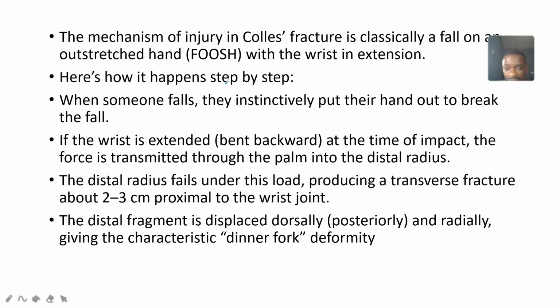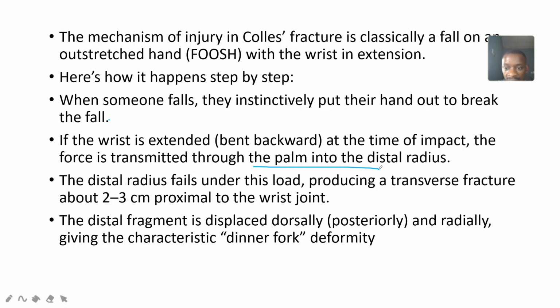So here's how it happens step by step. When a person is falling, they feel like, okay, let me prevent my body from hitting the ground directly. So they use their hand to break it. If the wrist is extended, bent backward at the time of impact, the force is transmitted through the palm into the distal radius. So the distal radius fails under this load, okay? Like it was too sudden, like it was too much for the hand to bear.